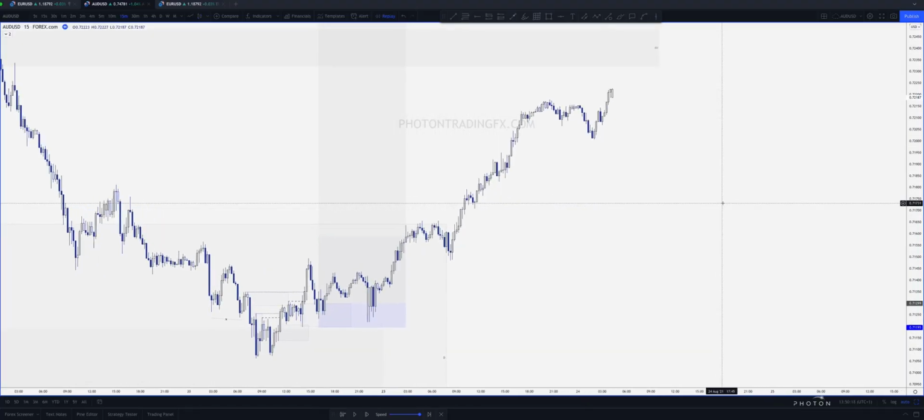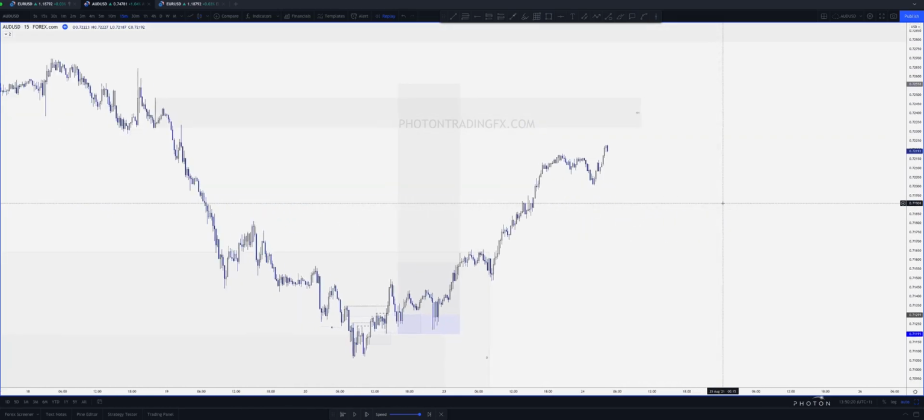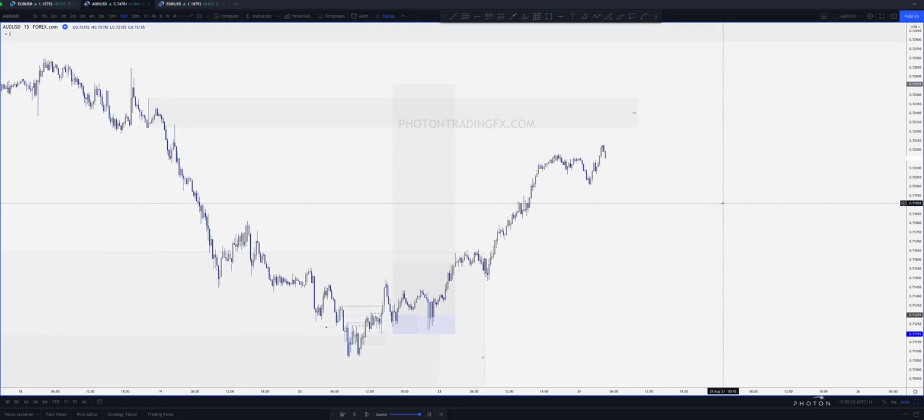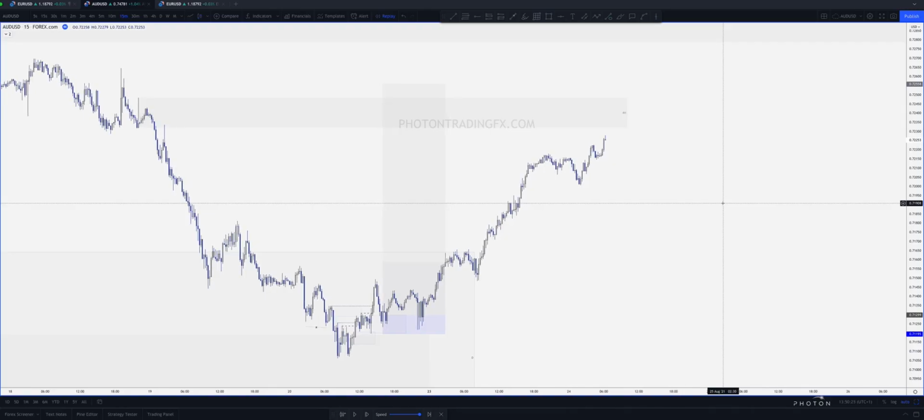So let's play this forward a little bit. All right, we're just trending pretty nicely to the upside. Nothing too interesting as of yet in terms of what I'm looking for here, right, which is signals that the 4-hour chart wants to pull back.